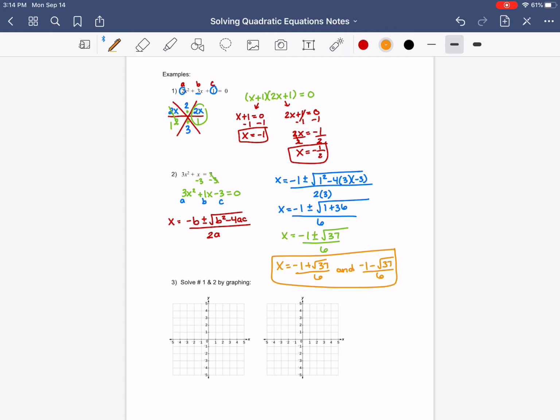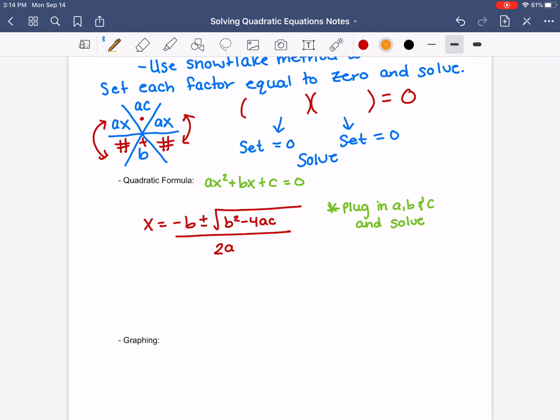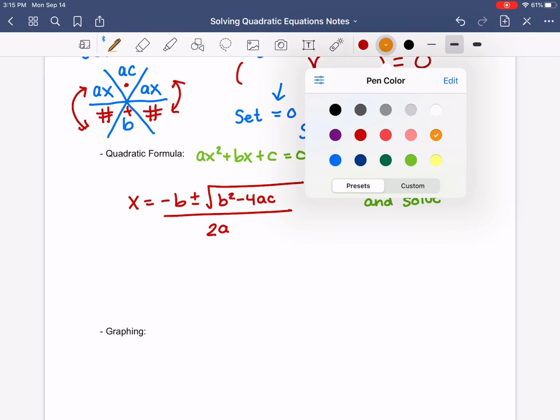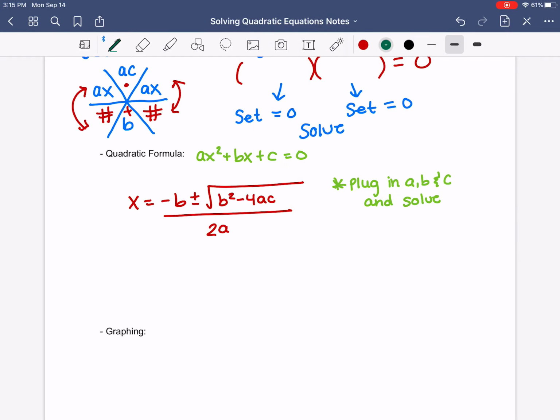All right, let's talk about the third way to solve quadratic equations, and that way is by graphing. The last way to solve quadratic equations. You just graph the function, and see where it hits the x-axis.